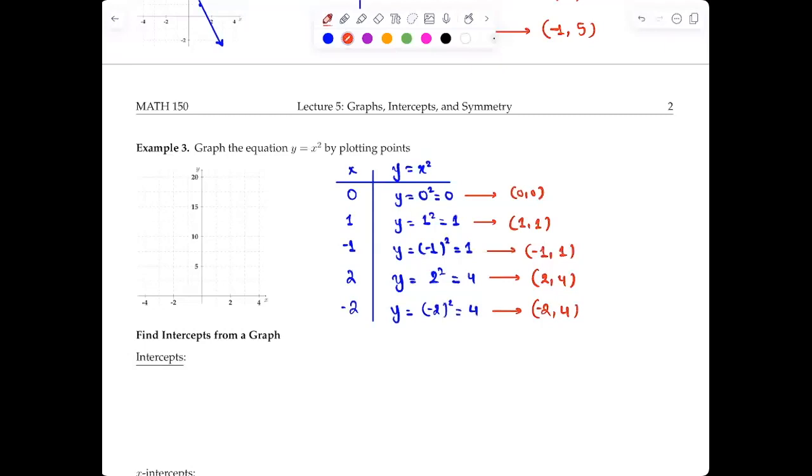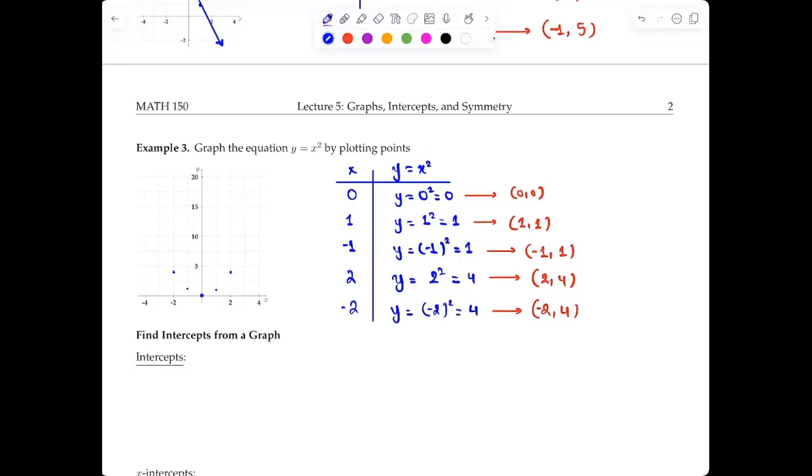All right, so let me put these points on the coordinate system. The first point is 0, 0 right here. 1, 1. Be careful here. So x equal to 1, y equal to 1, x equal to -1, y equal to 1, x equal to 2, y equal to 4, x equal to -2, y equal to 4.